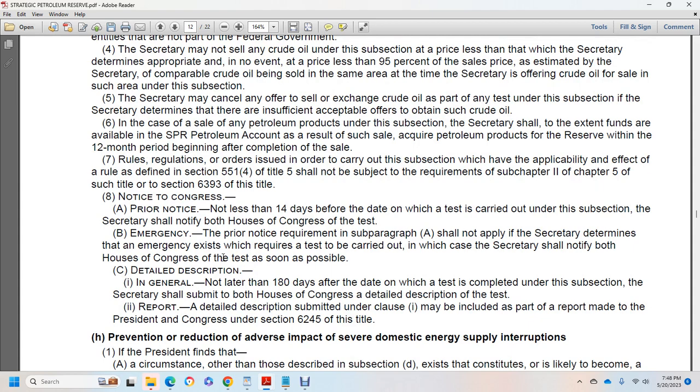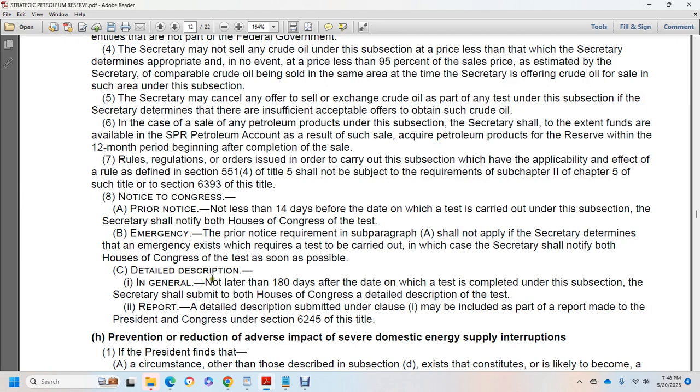8. Notice to Congress. Prior to the test being carried out under this subsection, not less than 14 days before the date of the test, the Secretary shall notify both Houses of Congress of the test. In an emergency, the prior notice requirement of subparagraph A shall not apply if the Secretary determines that an emergency exists which requires the test to be carried out, in which case the Secretary shall notify both Houses of Congress of the test as soon as possible.